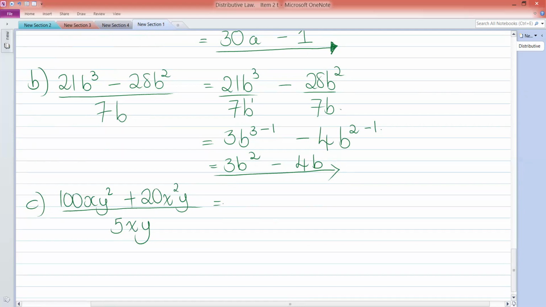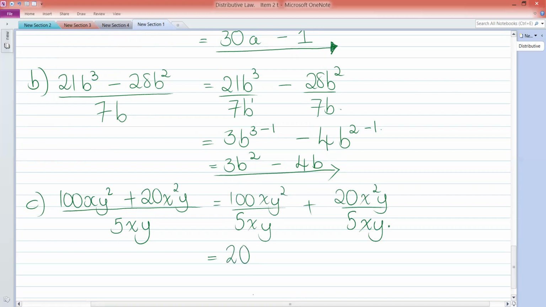Right, so first things first, what should we do? Separate the two. Right, let's separate it. xy squared over 5xy plus the 20x squared y over 5xy. All right, 100 divided by 5, I'm left with 20. x divided by x, what am I going to be left with there? Just a 1, right? Because these two cancel out. Then y squared divided by y to the 1, so y to the 2 minus 1 there.